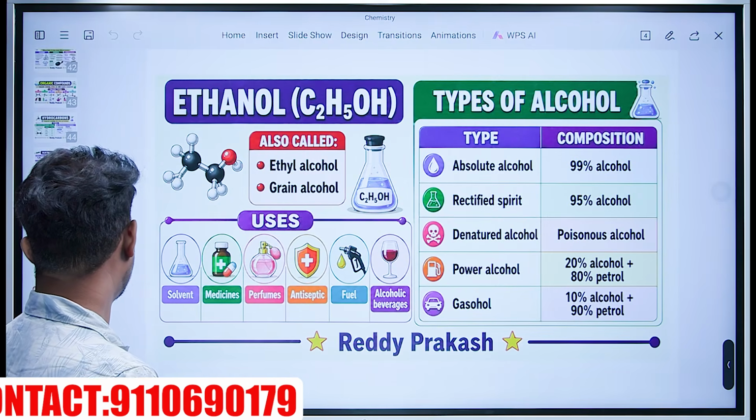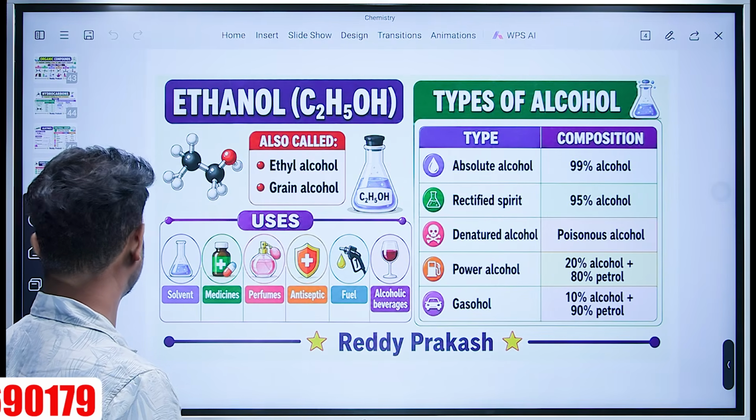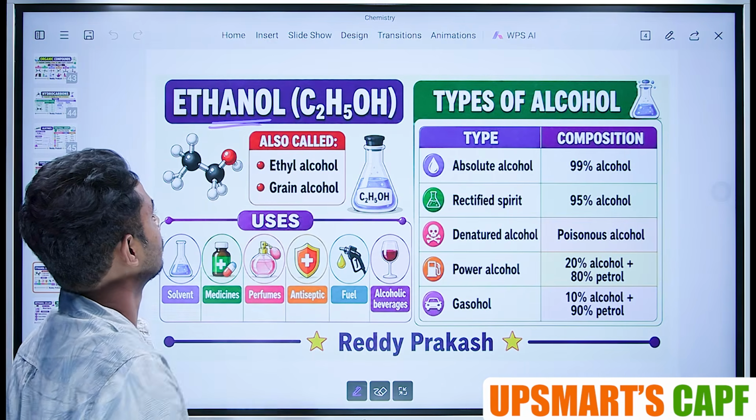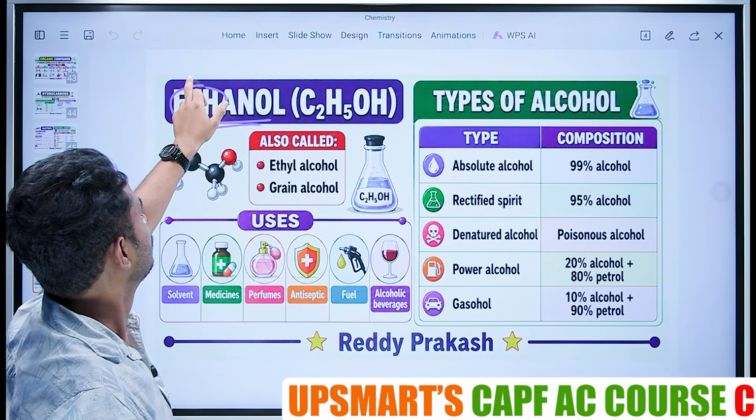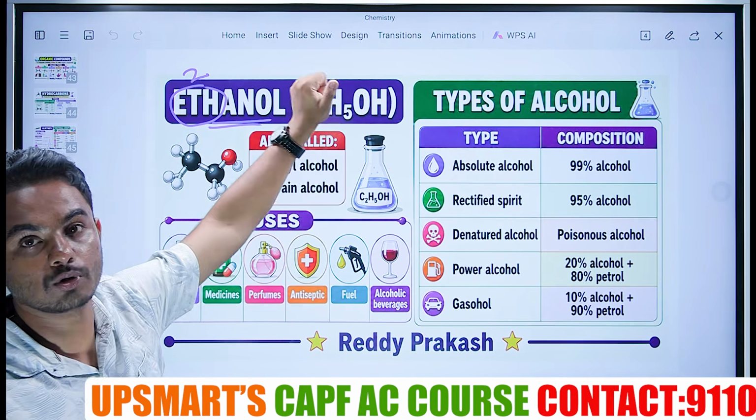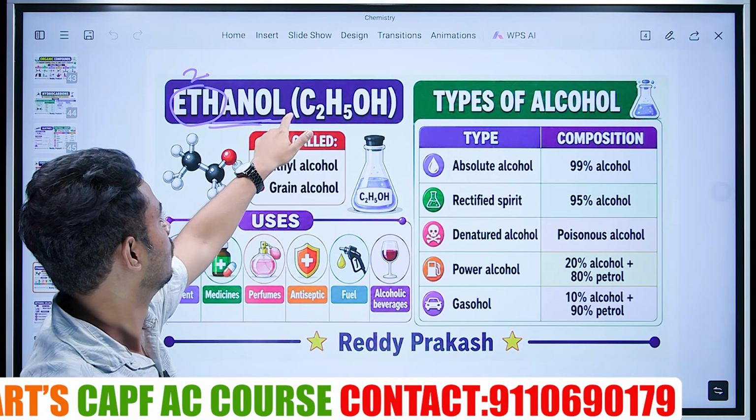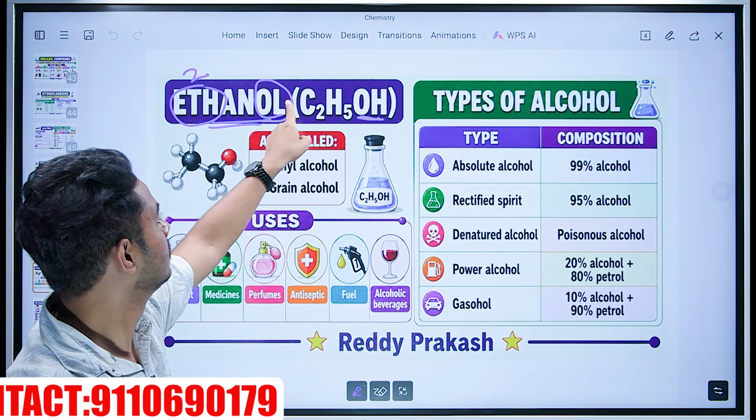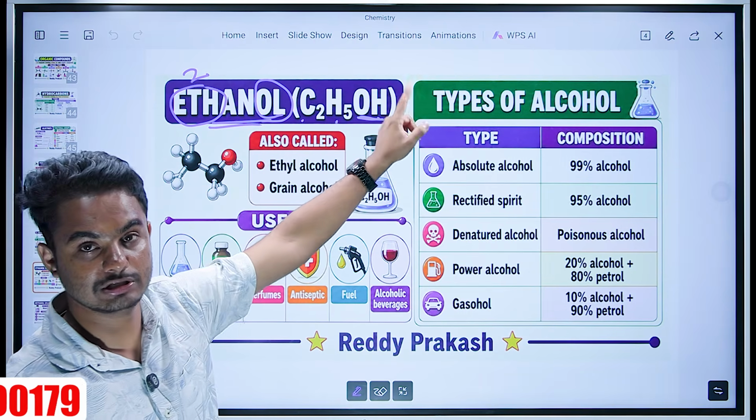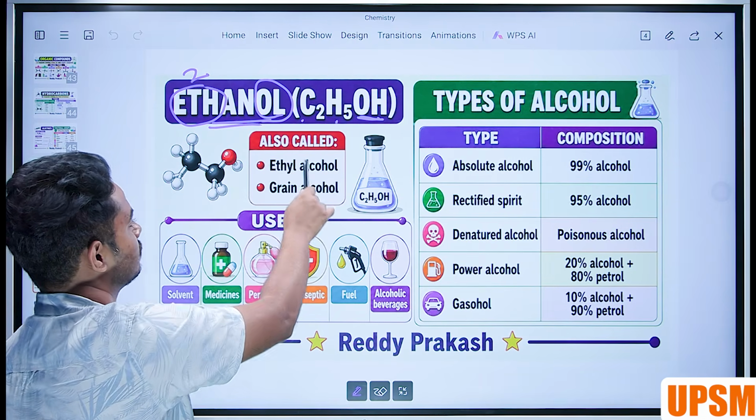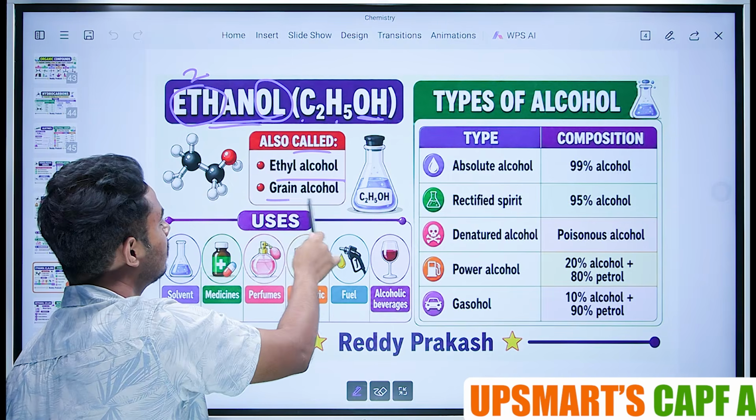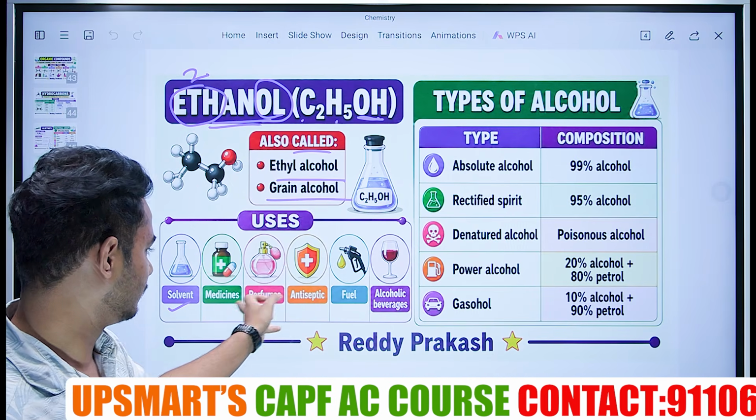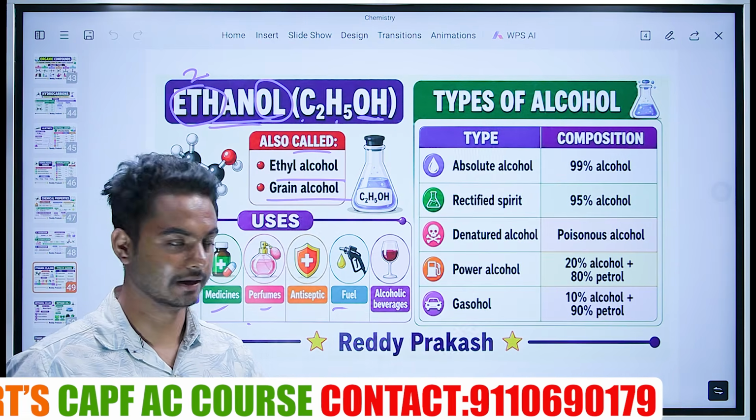Next, ethanol and types of alcohols. Ethanol means, I told you, eth means two carbon compounds. OL means OH, it will have OH at the end. C2H5OH. This is ethanol. It is also called ethyl alcohol or grain alcohol. Uses: perfumes, medicine, fuel, everything will be there.